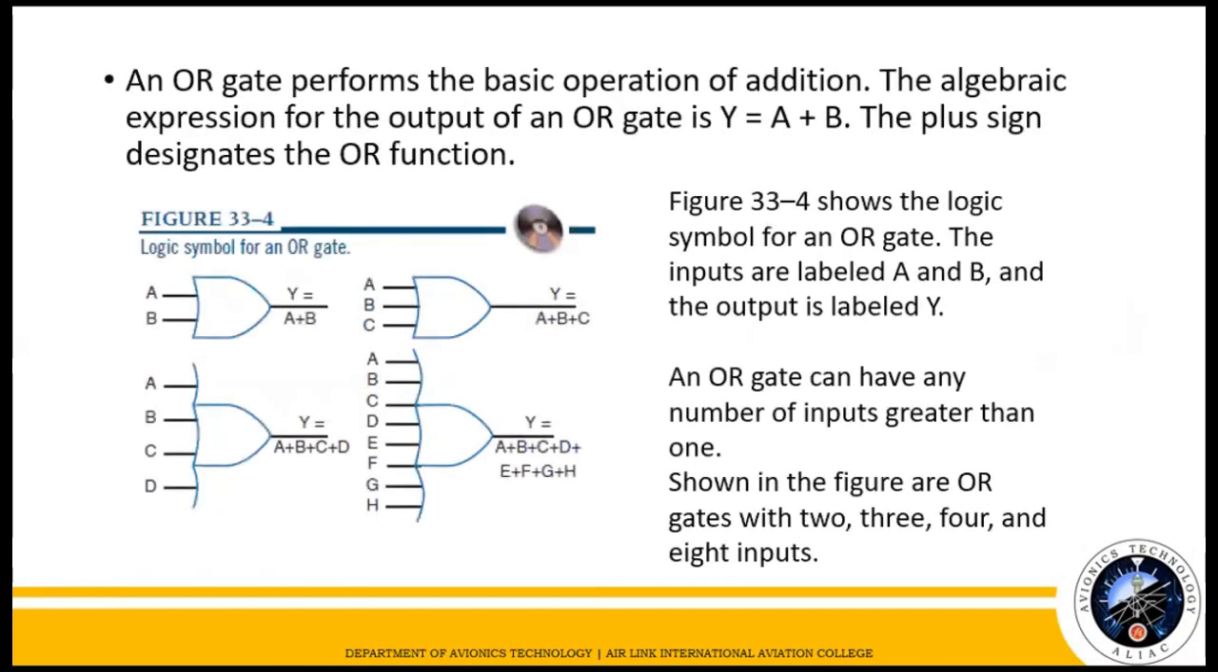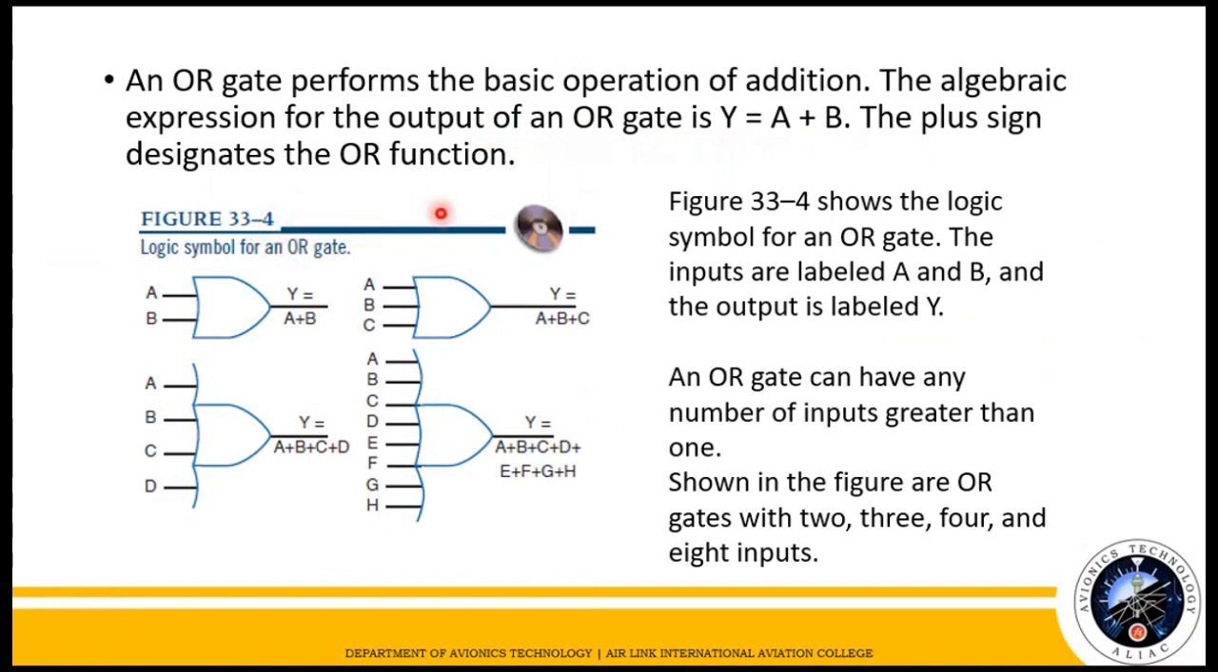So an OR gate performs the basic operation of addition. The algebraic expression for the output of an OR gate is Y equals A plus B. So the plus sign designates the OR function.